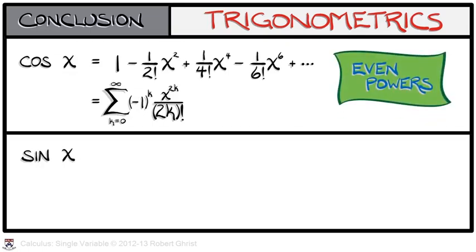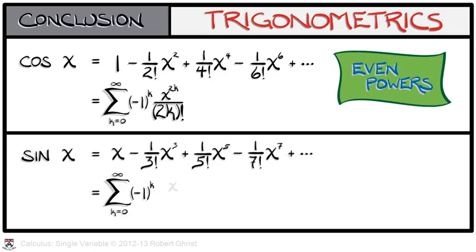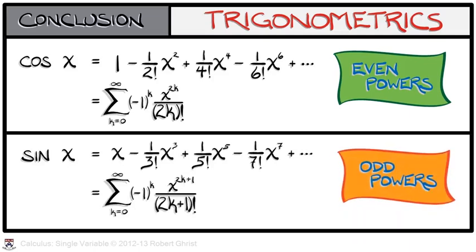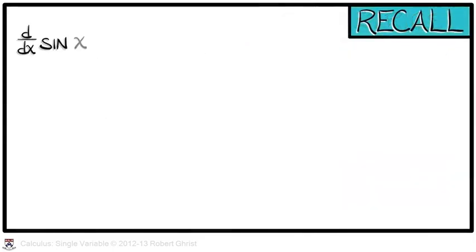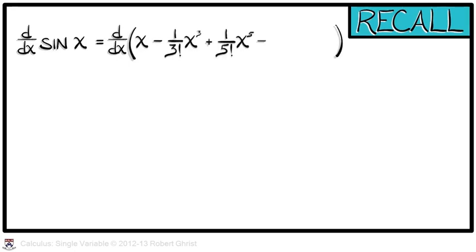Likewise, for sine of x, we can write this in a summation notation with a similar idea as the sum, k goes from 0 to infinity, of negative 1 to the k times x to the 2k plus 1 over quantity 2k plus 1 factorial. This gives us the odd powers of x. Now you may recall that the trigonometric functions have some very nice properties with respect to calculus. For example, you may remember something about the derivative of sine of x.